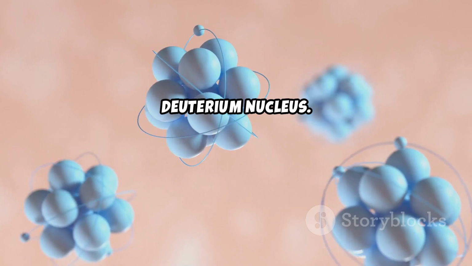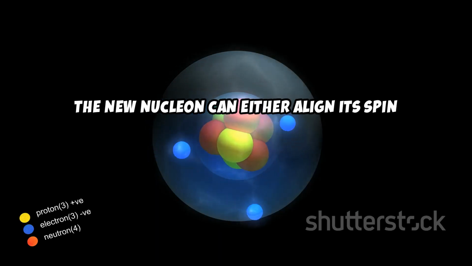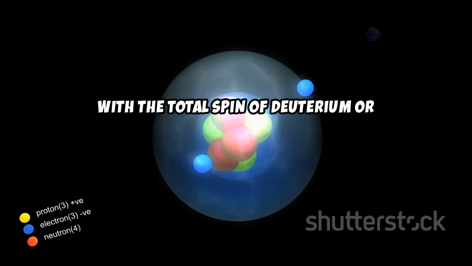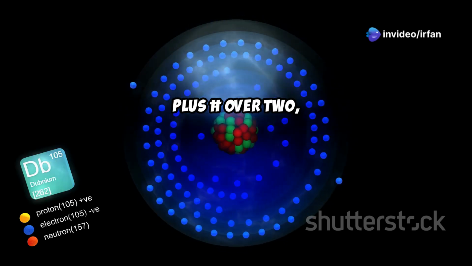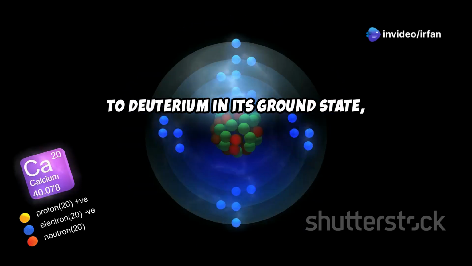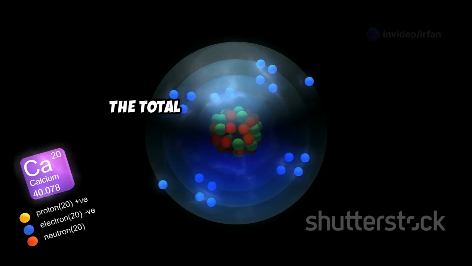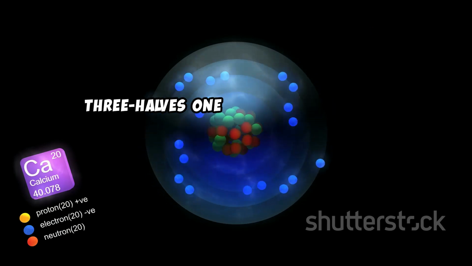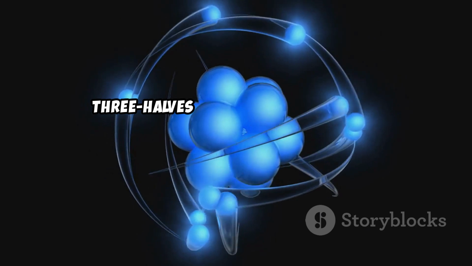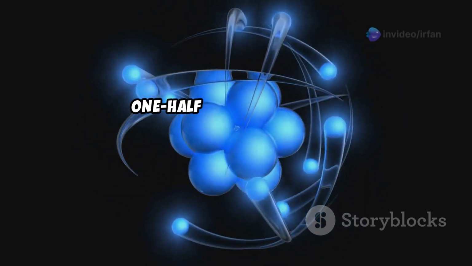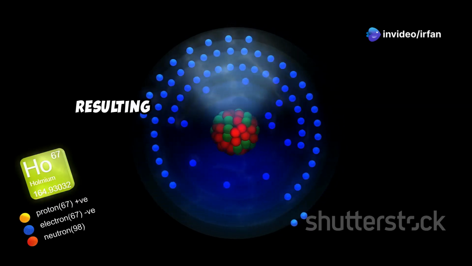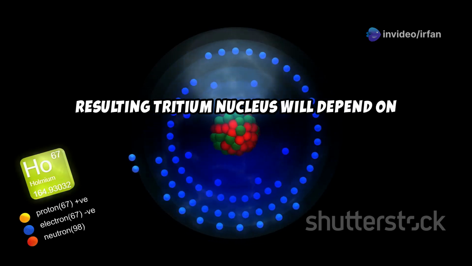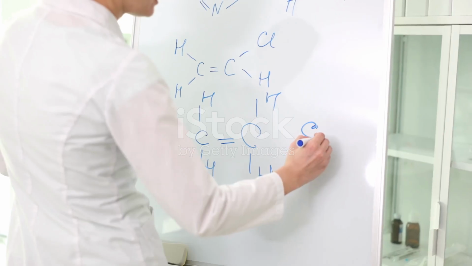the deuterium nucleus. The new nucleon can either align its spin with the total spin of deuterium, or anti-align it. For example, if we add a neutron with spin up, plus ħ/2, to deuterium in its ground state, total spin 1, the total spin can become either 3/2, 1 plus 1/2 equals 3/2, or 1/2, 1 minus 1/2 equals 1/2. The actual total angular momentum of the resulting tritium nucleus will depend on the specific quantum state.